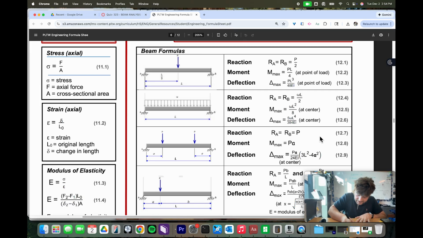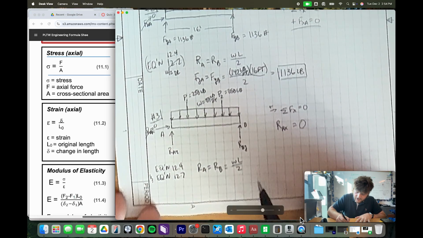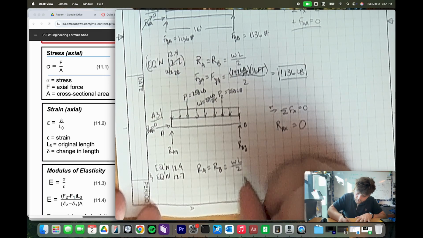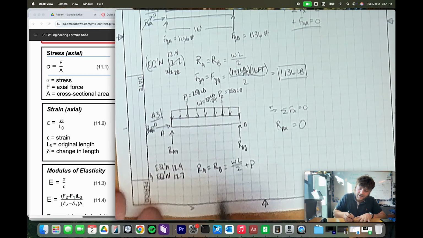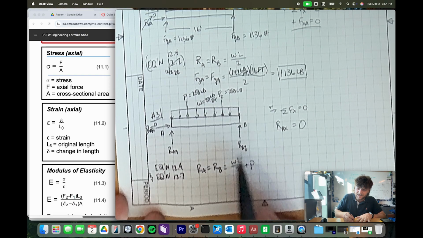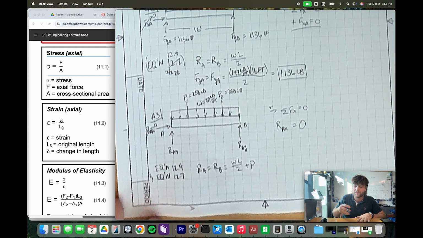And what this is going to be is RA equals RB, which is equal to omega times L divided by 2. So that's that first part, right? And then we're going to add on P at the end here. So omega times L divided by 2, and then you just add on that second equation, whatever is after that equal sign. This is going to allow us to solve for RA and RB here.